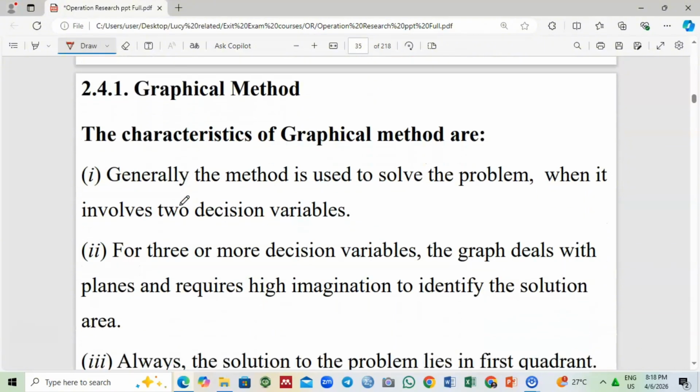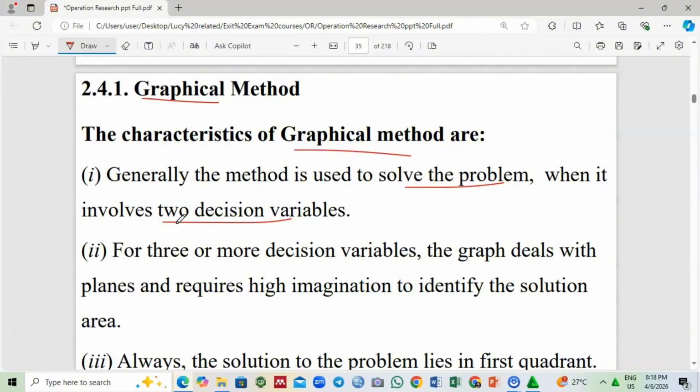Now let us see what each of them is and how we work with it. So the graphical method has characteristics. The ideal characteristics of the graphical method: first, generally the method is used to solve the problem when it involves two decision variables, only two. If there are more than two we use simplex, so we use the graphical method only when our problem has just two decision variables.